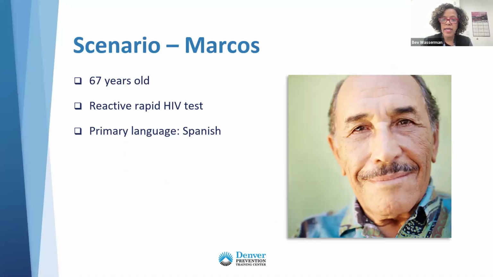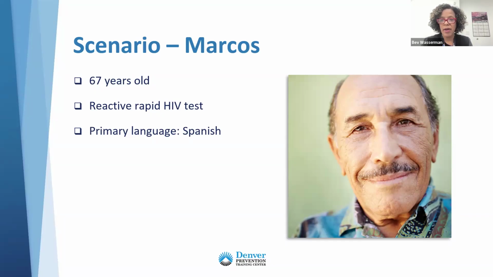We're going to move on and look at a scenario that always helps us to kind of concretize what we're talking about. Now that we know more about those health-related social needs, we're going to go through a scenario to practice assessing health-related social needs for a newly reactive patient and see how rapid ART can support this patient.